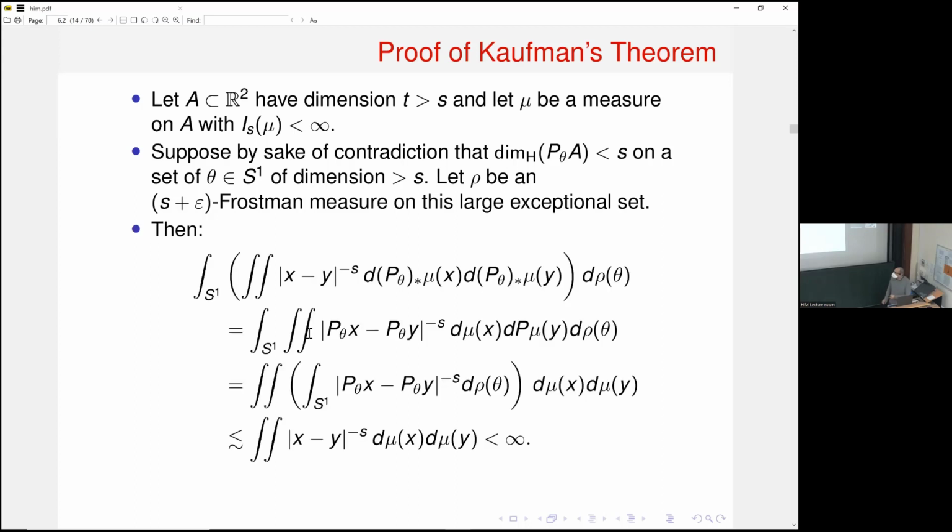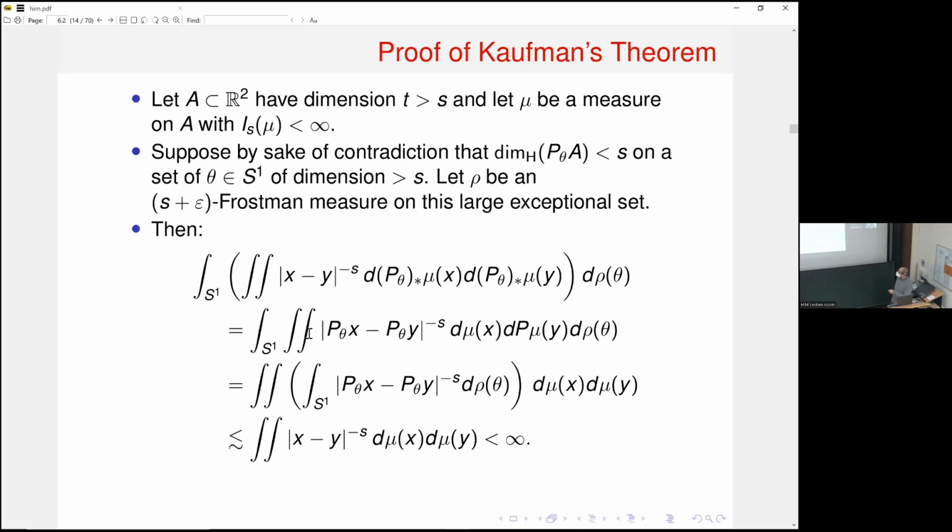And then we look at this integral. And the point is that if we can prove that this integral is finite, we are done. So what is this integral? We have mu, which is a measure that lives on A, which is upstairs in R^2. So we can project the measure orthogonally with direction theta. So this measure lives on the projection of A.